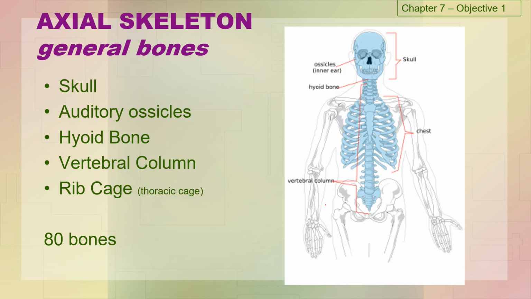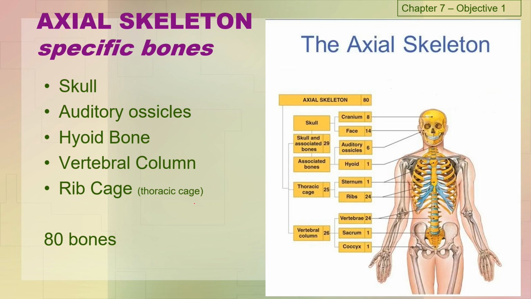The axial skeleton bones are going to include bones of the skull, bones of the ear, auditory ossicles, the hyoid bone. Remember, that's the bone that doesn't articulate or form a joint with any other bone. It's the only one in the body that does that. And all of the bones of the vertebra and the rib cage. So that collectively makes up 80 bones.